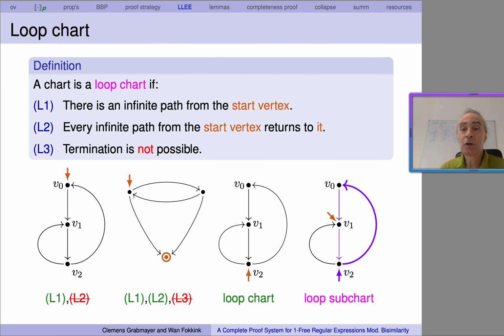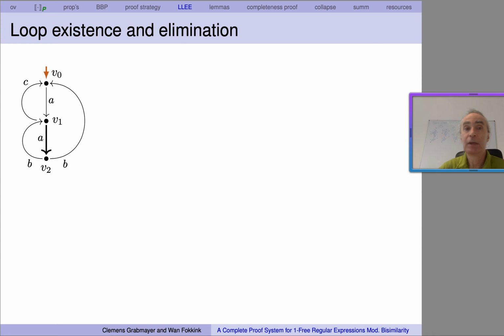Then there is also the notion of a loop subchart. A loop subchart one gets by picking a new initial vertex and picking a number of outgoing transitions, here one, marked in dark blue, and then going further on path until the newly picked initial vertex is being met again. So this is a loop subchart. And now I can explain to you loop existence and elimination.